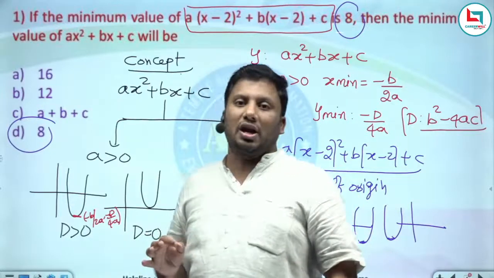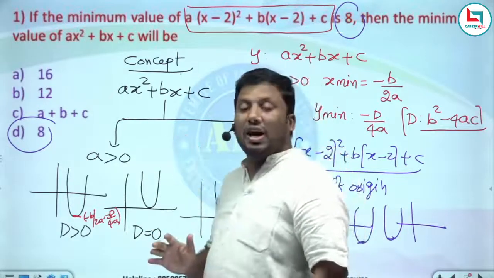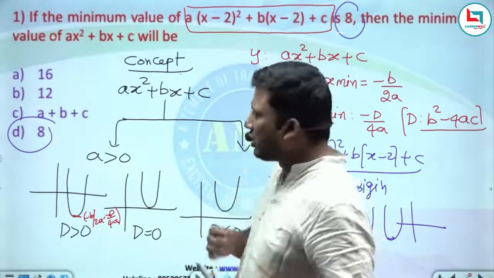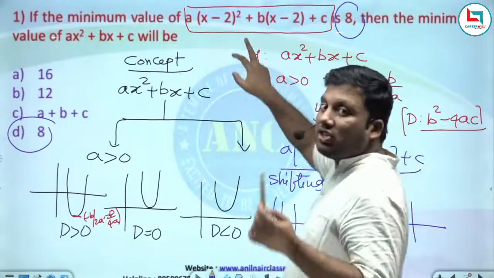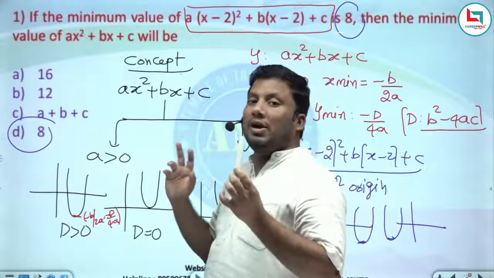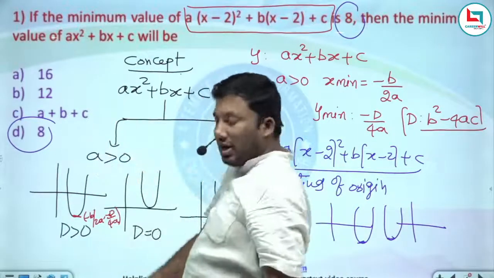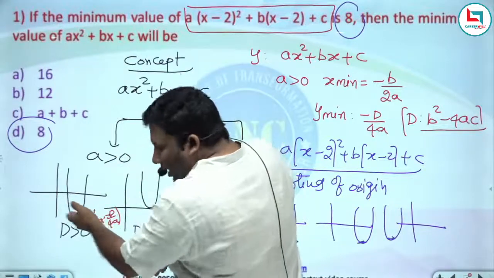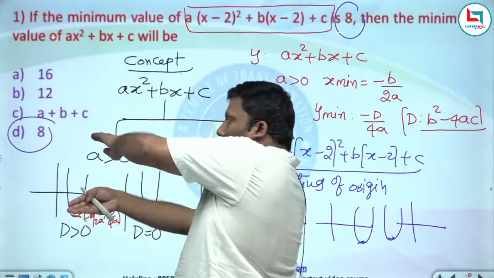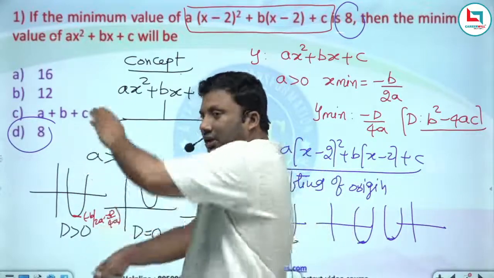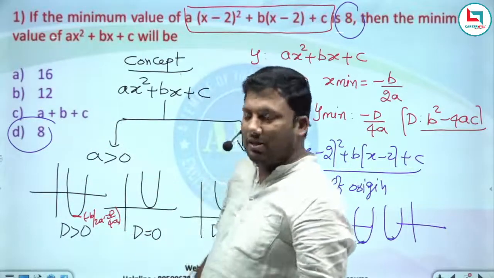Extremely important concept, and this kind of question I kept out in a lot of mock papers, mock series we are going to start very, very soon. If I shift the origin, minimum value will not change. Suppose I rotate the graph, then I will get the maximum value. If I rotate the graph, minimum will become maximum.